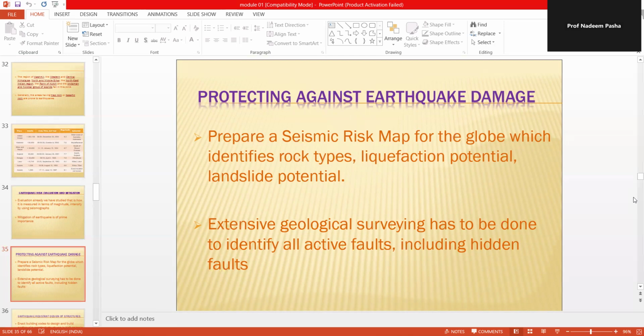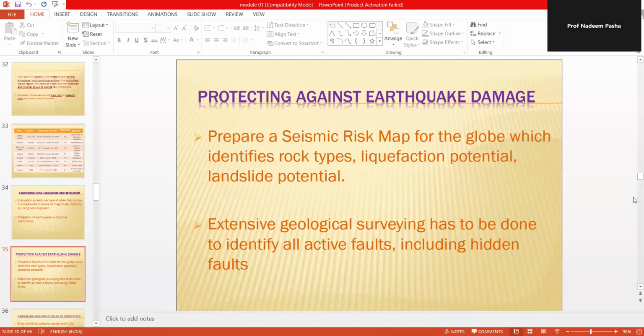Prepare a seismic risk map for the globe, which identifies rock types, liquefaction potential, and landslide potential. This we need to understand. As you know, different types of rocks are available, such as metamorphic rocks, igneous rocks, and sedimentary rocks. So we are trying to study the types of rock by preparing a seismic risk map for the globe, which identifies the rock types, liquefaction potential, and landslide potential.